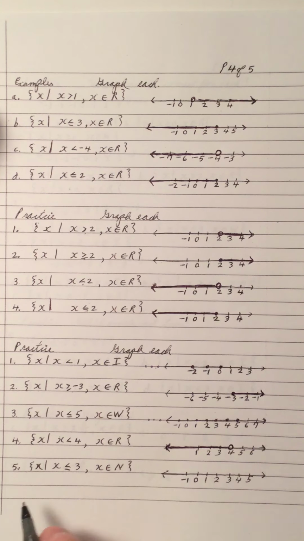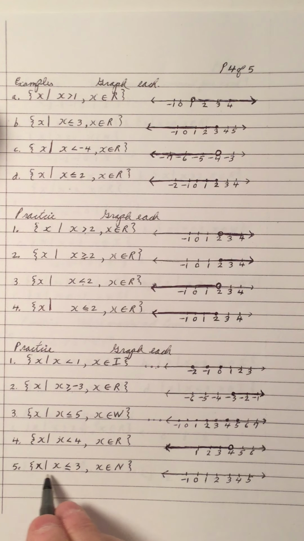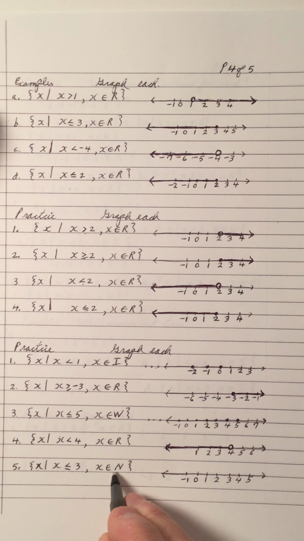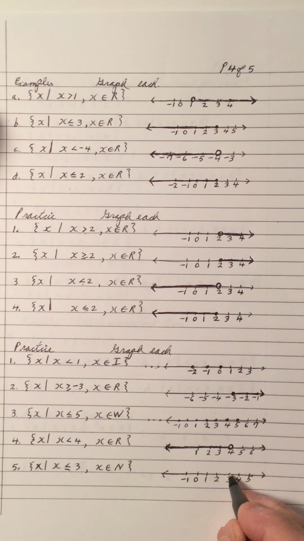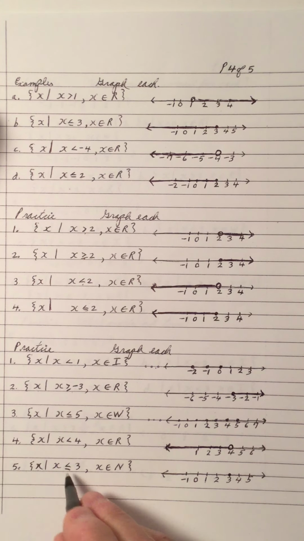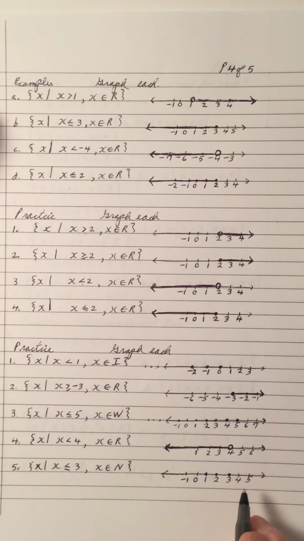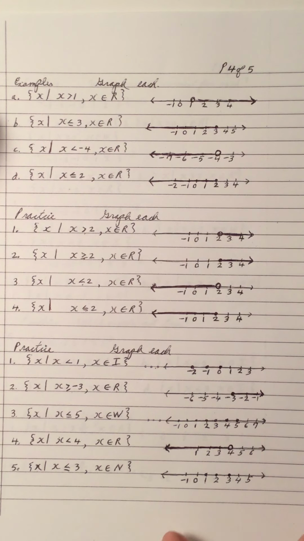Notice in real numbers there's no dots like number 1 and number 3 because of integers and whole numbers. And number 5 is set of all x such that x is less than or equal to 3 belonging to the naturals. So the natural numbers are dots. So 3 is included. It's pointing to the left, so I have to go to the left. 2, 1, and we have to stop. There's only 3 of them because the natural numbers are what? 1, 2, 3, 4, 5, 6, and so on. So we include 3, 2, and 1, and that's it.